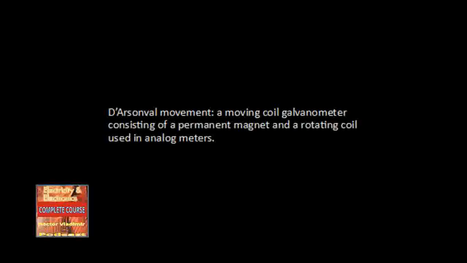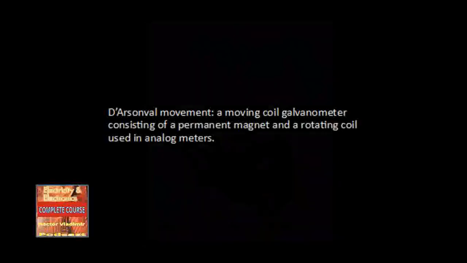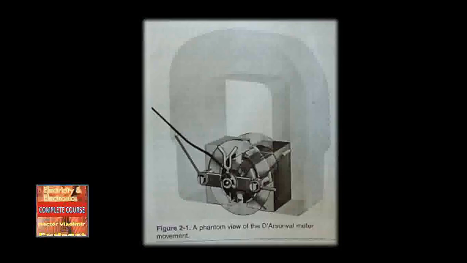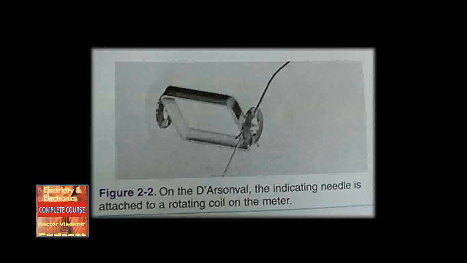2.1. Basic analog meter movement. A common type of meter movement measures current and voltage. It is the D'Arsonval movement or stationary magnet moving coil galvanometer, figure 2-1. The movement consists of a permanent type magnet and a rotating coil in the magnetic field. An indicating needle is attached to the rotating coil, see figure 2-2.